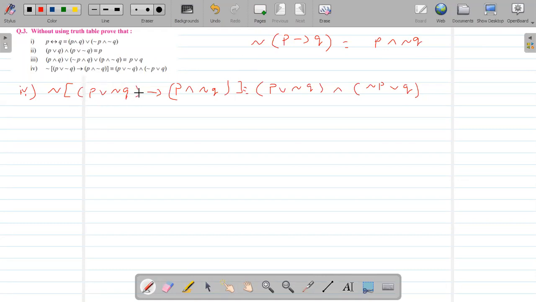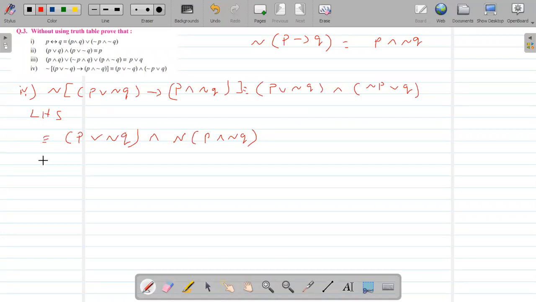Let's assume this entire bracket is one statement. Now you will understand what happens when the negation goes inside. In the case of the LHS, when the negation goes inside, the first statement will remain intact. This implies is turned into an and symbol, and the negation is applied to the second bracket. Is it simple? Everybody understood what I did here?